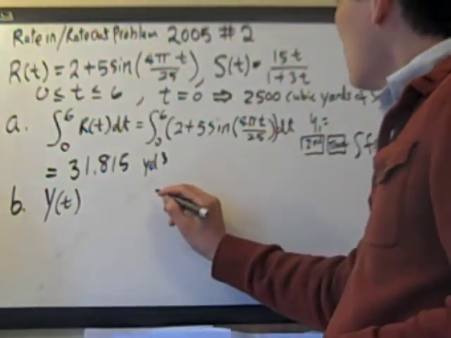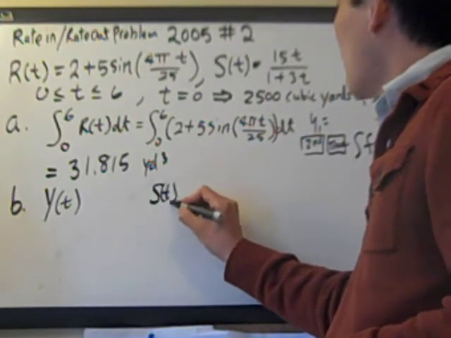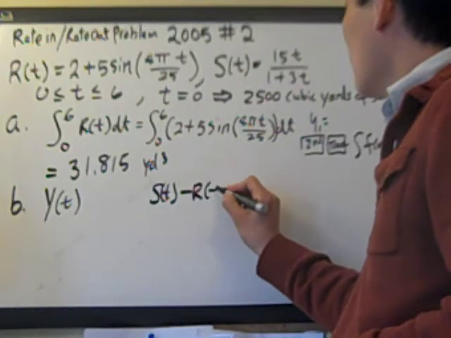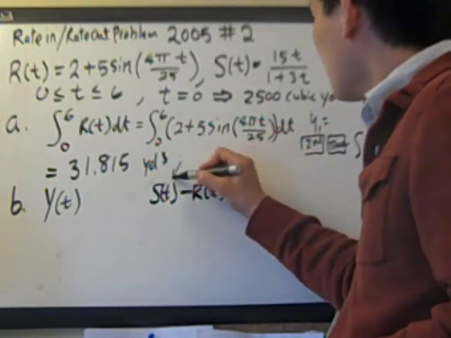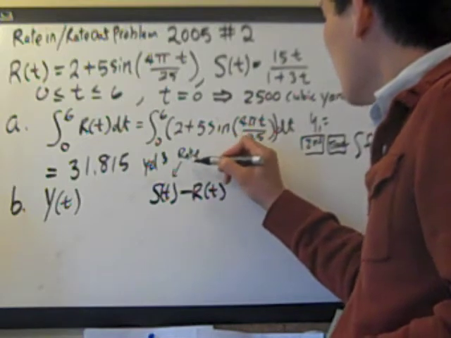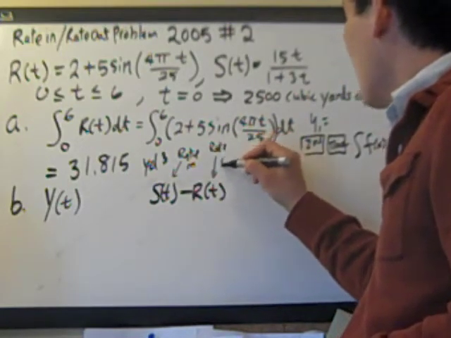So rate in minus rate out is S of t minus R of t, right? Rate in minus rate out.